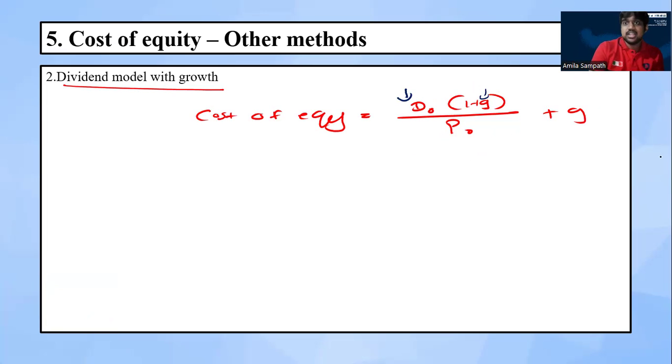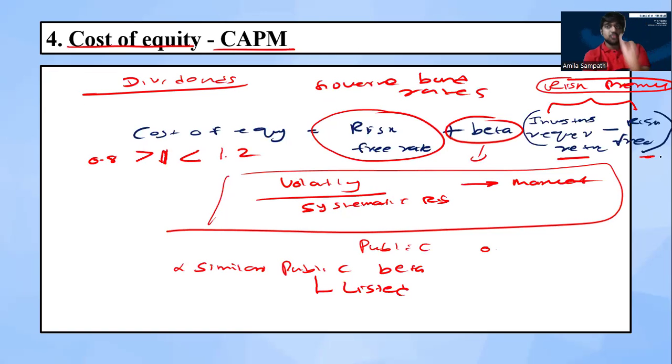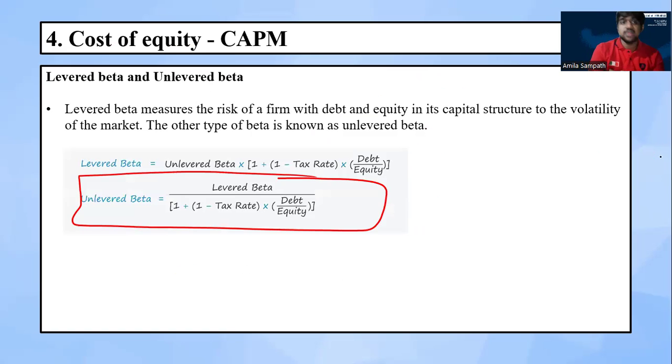Again, I need to mention that we can't use this dividend model for a startup or growing company. We can use this dividend model only if the company is well-established, mature, and continuously pays dividends. As I told you, the most acceptable method for any type of company is the CAPM model to identify the cost of equity. Okay, this is about the cost of equity.